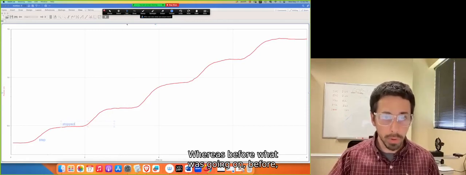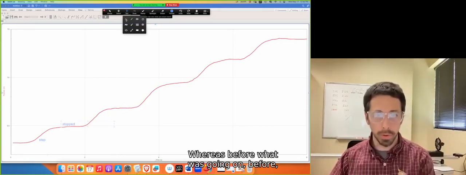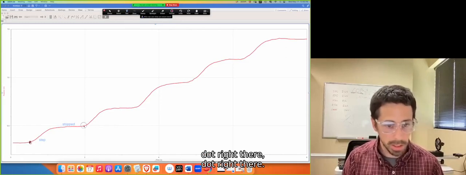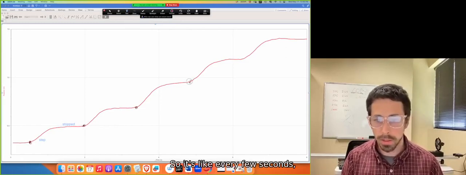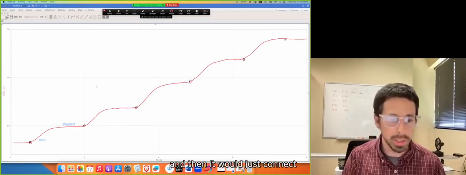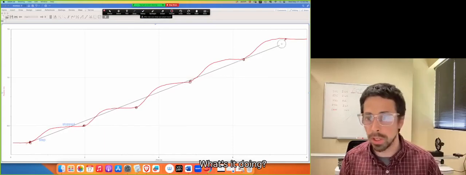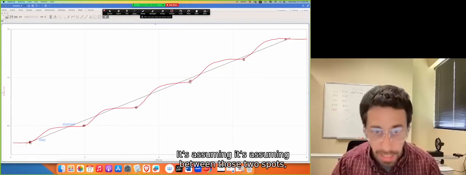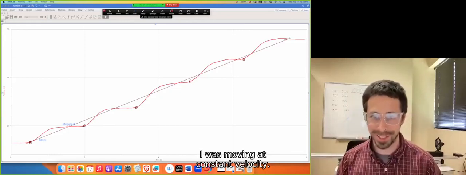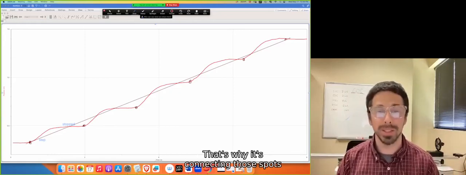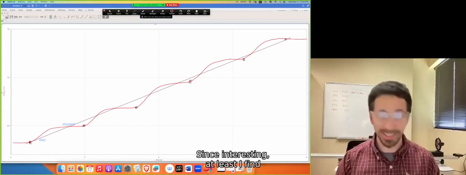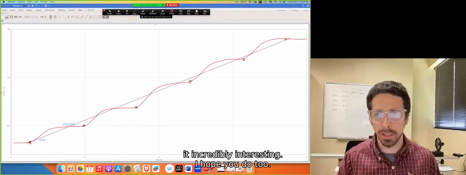Whereas before, what was going on? Before, it said every 2 seconds, it put a dot right there, dot right there, dot right there. So it's like every few seconds, it would say, where are you? And then it would just connect those with a straight line. What's it doing? It's assuming between those 2 spots, I was moving at constant velocity. That's why it's connecting those spots with a straight line. This is interesting. At least I find it incredibly interesting. I hope you do too.